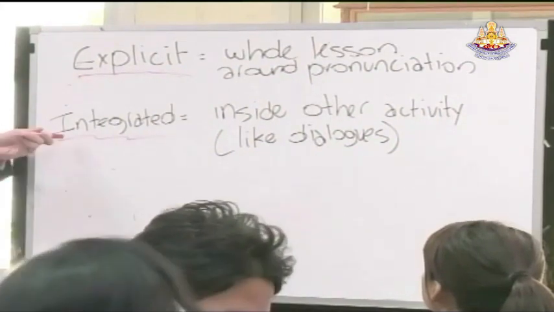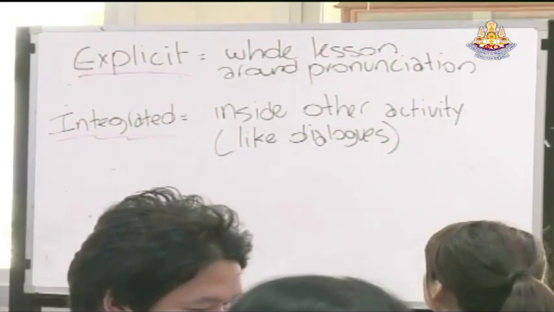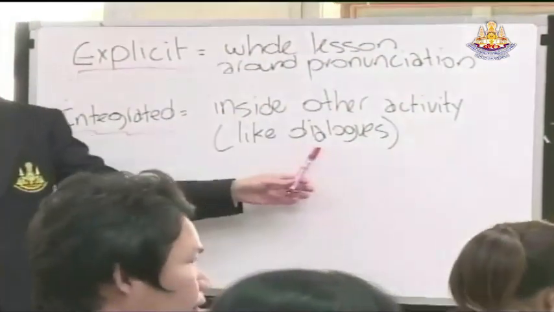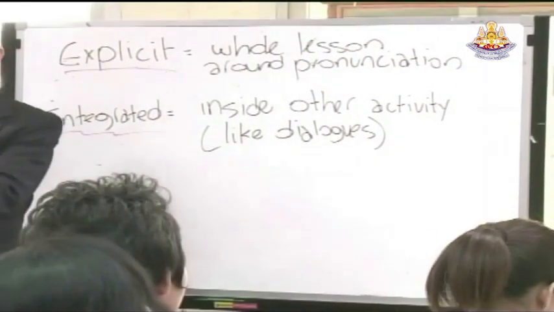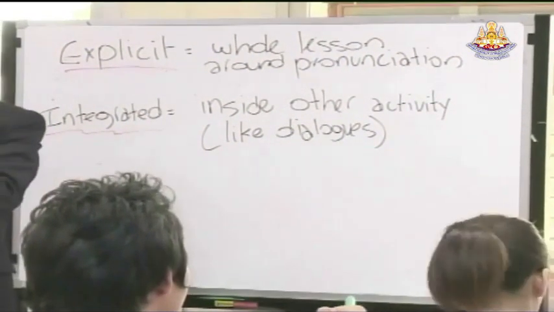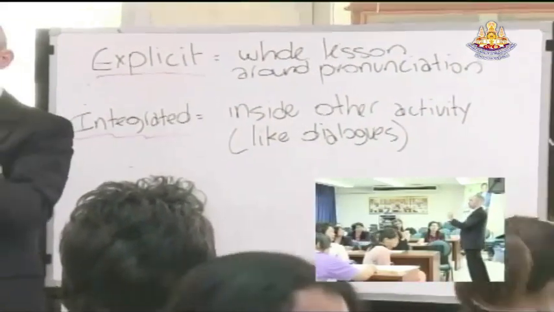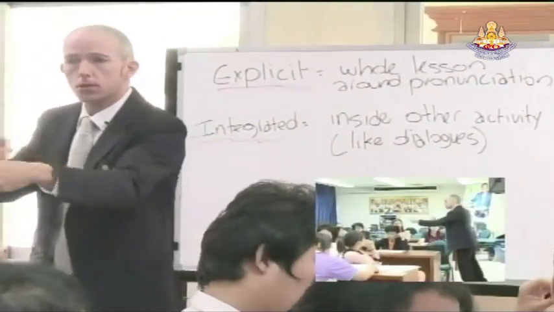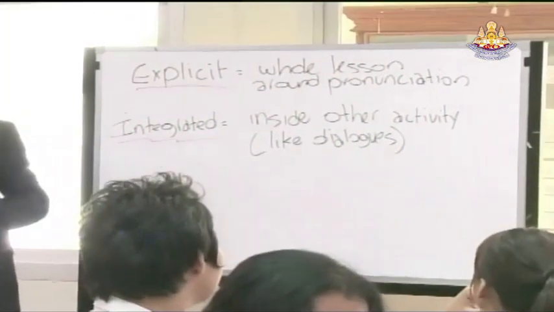Different from that is integrated pronunciation instruction. That's when you do some pronunciation practice inside of another activity. For example, a dialogue. Your students have their books open, there's a dialogue, they practice the dialogue, and then you say, okay, everybody, stop. I hear a little problem with your final S. So you spend 5 minutes talking about final S, and you say, okay, continue the dialogue. That's pronunciation inside another activity.